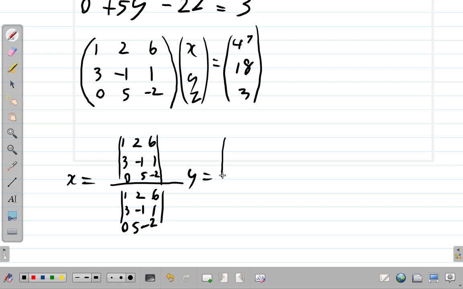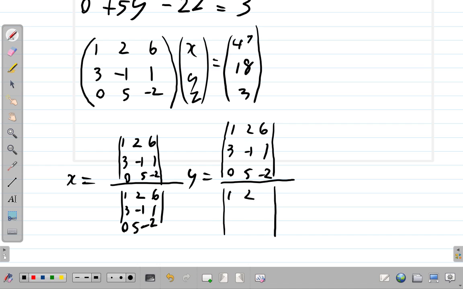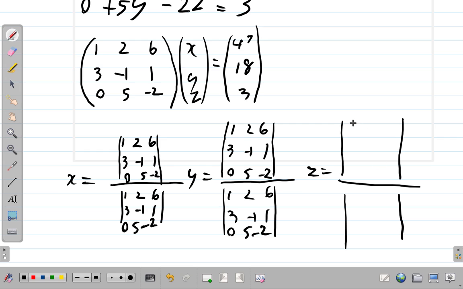Y equals, we have the same determinant entries, 1, 2, 6, 3, negative 1, 1, 0, 5, negative 2. Remember, these won't strictly be the answers yet. We're going to make a modification to these a little later on. The same goes for z, with 1, 2, 6, 3, negative 1, 1, 0, 5, negative 2.